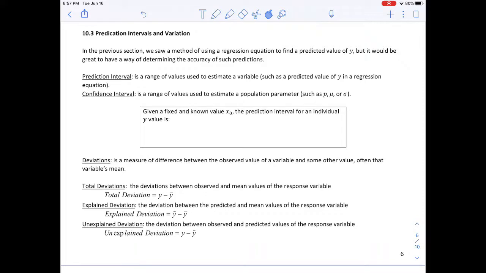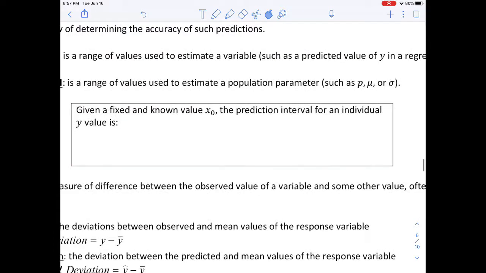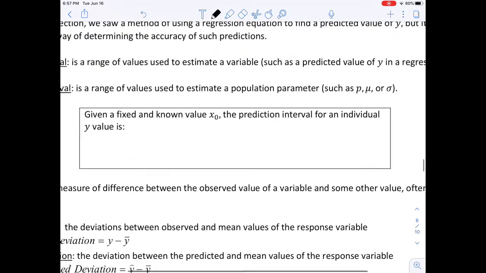Given a fixed and known value x naught, the prediction interval for an individual y value is, and this is going to look similar to what we did before with our confidence intervals, that our y value is going to be between y hat minus our margin of error and y hat plus our margin of error.